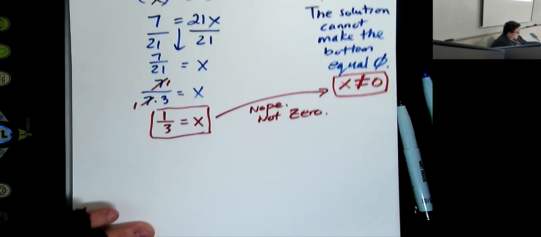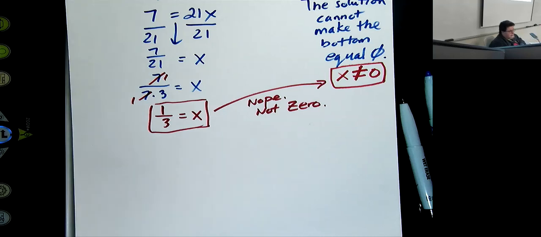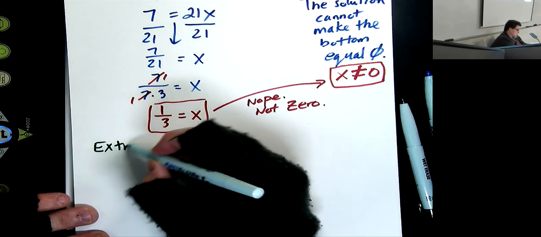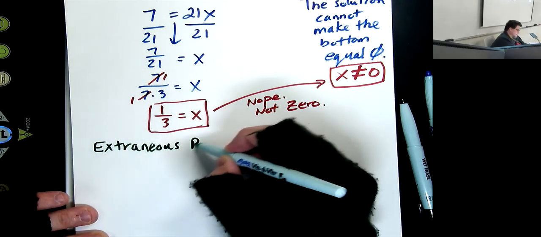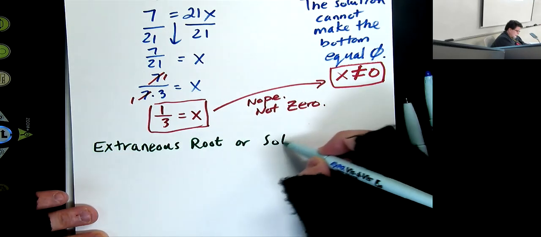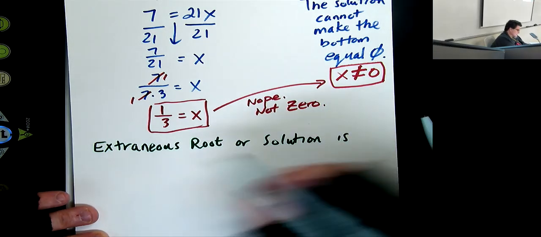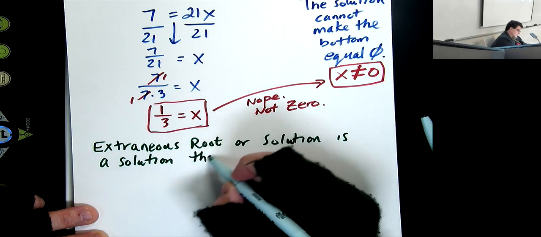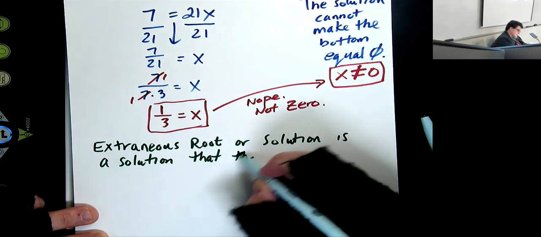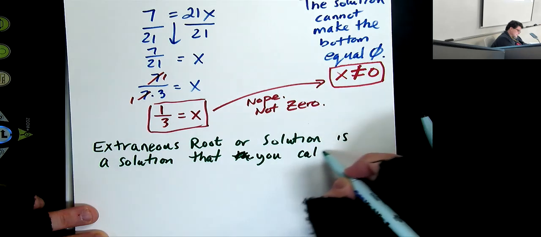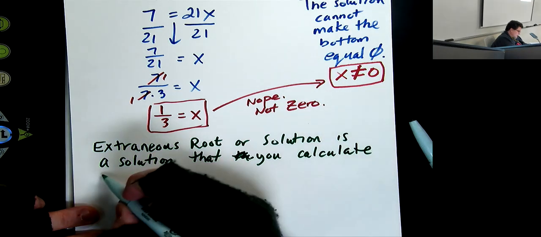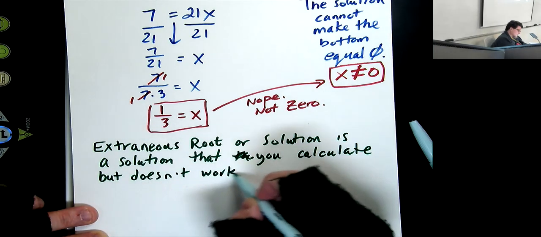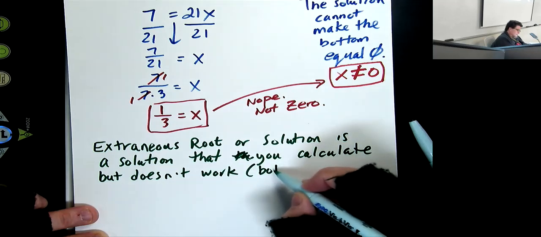On the homework, they might mention an extraneous root. An extraneous root or solution is a solution that you get, but doesn't work in the problem. Like it makes the bottom 0.